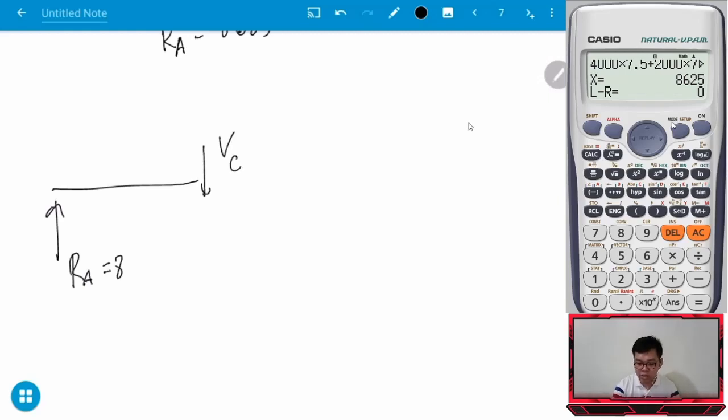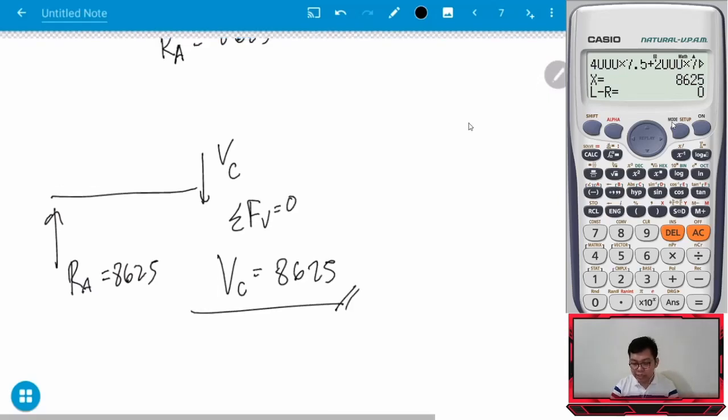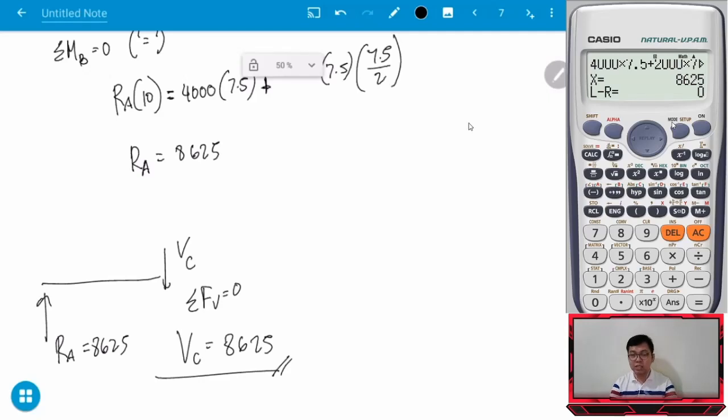Ano to? 8625. Di ba? Therefore, VC is actually 8625 then. Summation of forces vertical is equal to 0. See? So, sir, pwede pala sir na statics lang yung gamitin. Bakit pa tayo influence diagram?